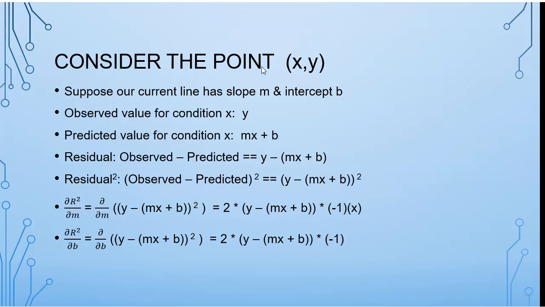If we just talk about the point x, y, we can again figure out the residual, the square of the residual for that point, which means that we can take the partial with respect to the slope and the partial with respect to the bias for the equation as a whole. And so we end up with these two equations.